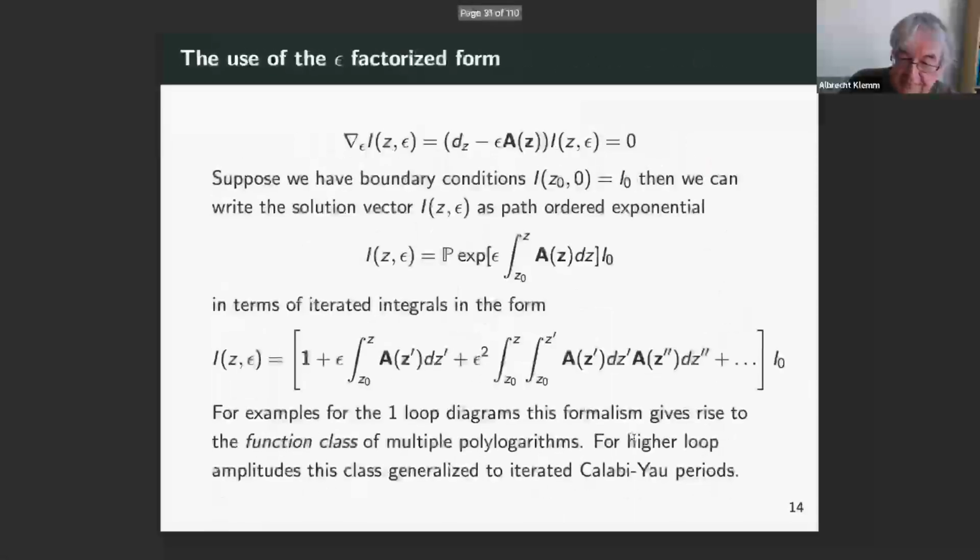So let me say why this is good first. It's good because let's say you have this connection in this form here, and you know initial conditions. Let's say for epsilon equals 0, there might be a critical dimension. And then for some particular value of the physical parameters, you know a starting value. And then you can write the EZ as a path-ordered exponential involving this matrix A, that is the best form. That is the form where the epsilon factors out.